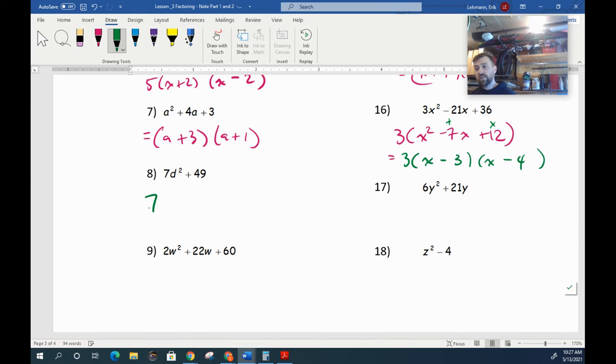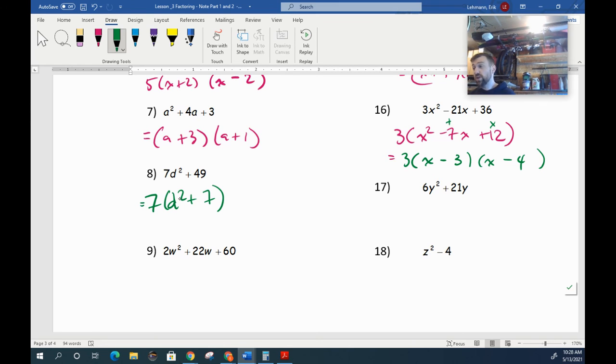This one here, 7d squared plus 7. We done. I factored out a 7. Difference of two squares, not a thing right here, but it's still factored because I was able to divide out a 7.